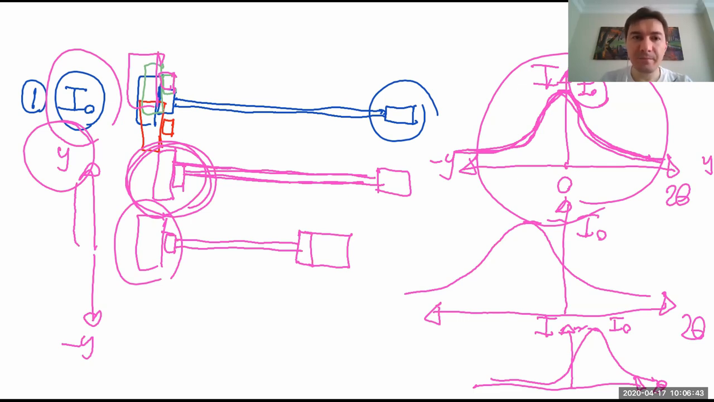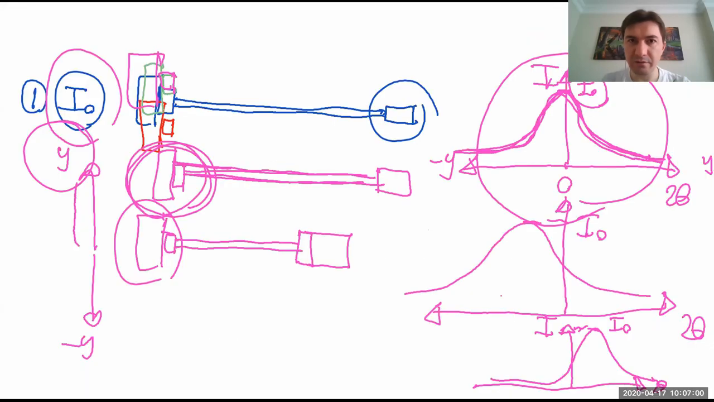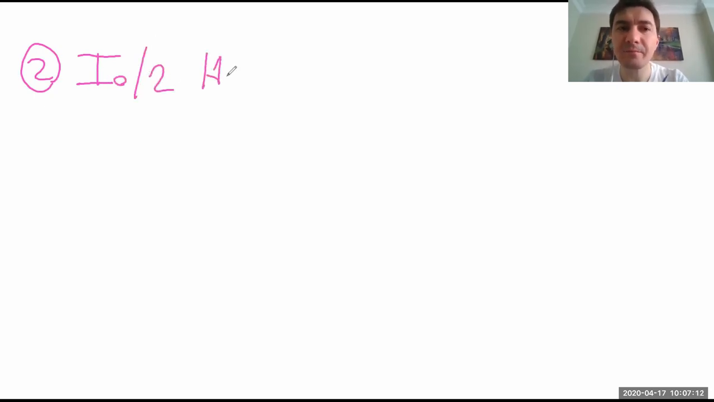Then let's continue with the second one. So half intensity, what is the meaning of half intensity? Then go again into the whiteboard, then produce a second page here. So half intensity, second step. Half intensity, direct beam was this one, half intensity is this one.